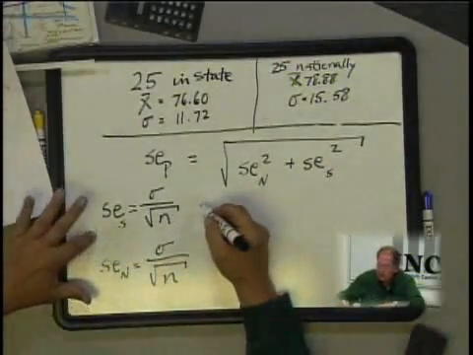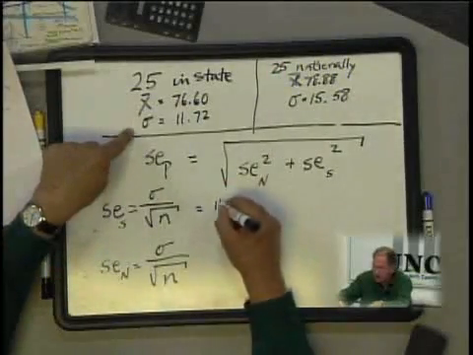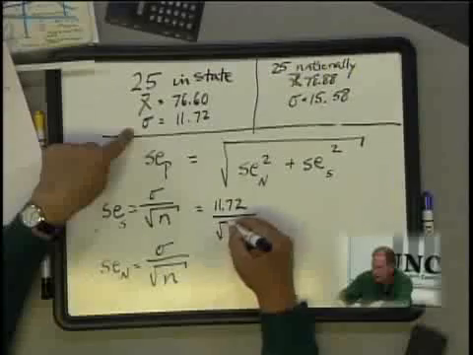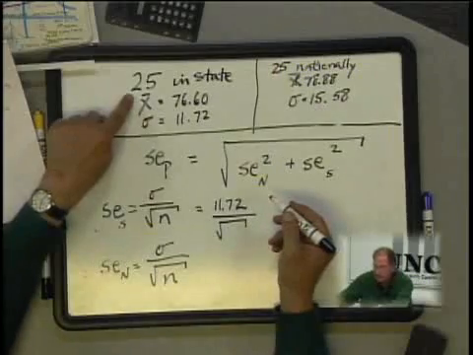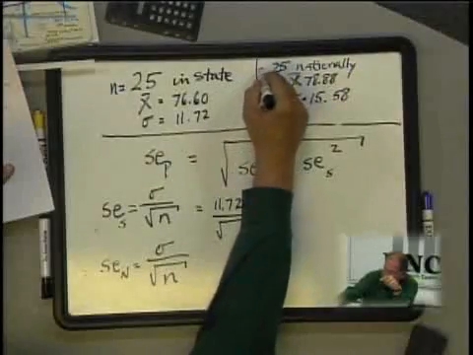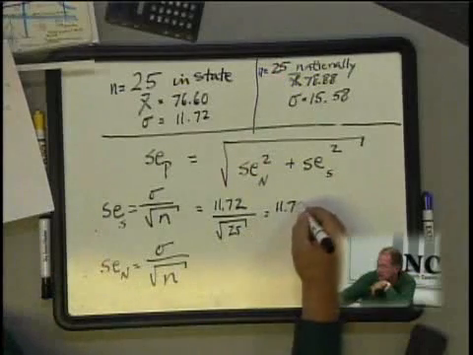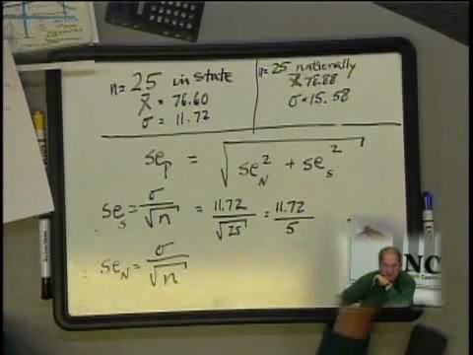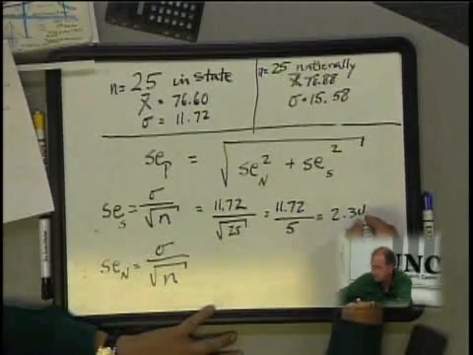Okay? The standard error of the state, let's go to the state data here. It's the standard deviation, 11.72, divided by the square root of n, which is the square root of 25. There's 25 in the state. That's our n. And this is going to give us 11.72 divided by 5, the square root of 25. 2.34. Way to go, Chad. 2.34.